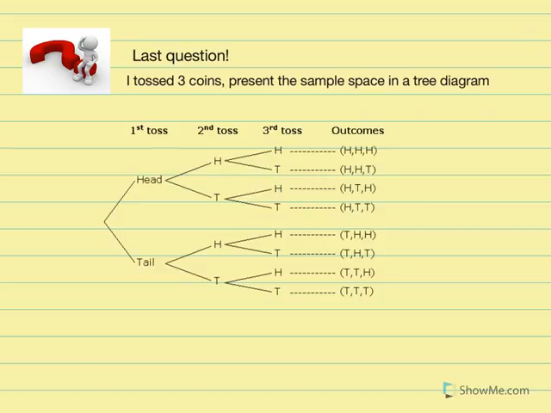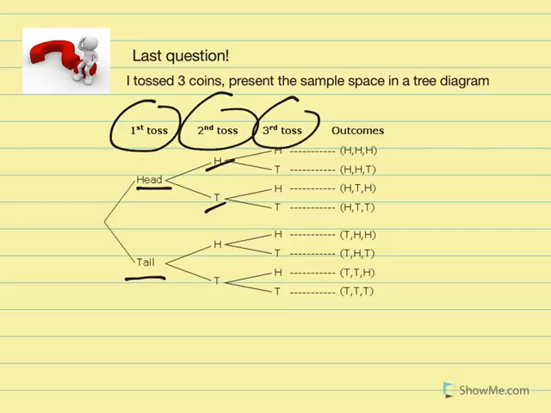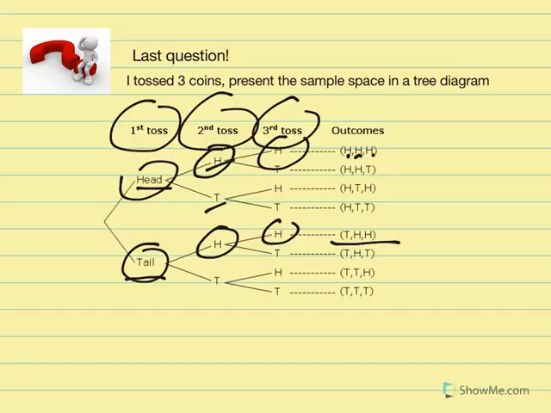Okay, as you can see here, my first toss was a heads or tails. My second toss was a heads, tails again. Third toss, heads, tails. So my outcomes, let's look at these outcomes here. I've got 3 H's, H, H, H, because that's from heads, heads, heads. Let's look at this one here. I've got tails, heads, heads, tails, heads, heads. Okay, so that is your sample space.